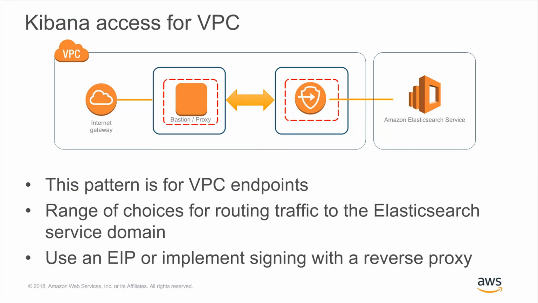So within VPC, again, we've mentioned this, but if you have a VPC endpoint, you very often want to get Kibana traffic to that endpoint. And the usual way to do that is with either a proxy or a Bastion. Traffic goes to the gateway. You usually SSH tunnel to your Bastion, or if it's a reverse proxy, you just forward that traffic to Elasticsearch Service.